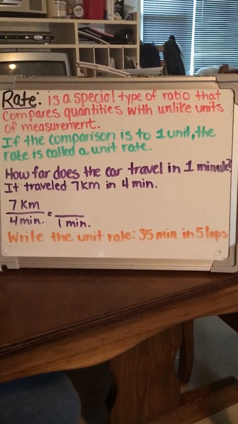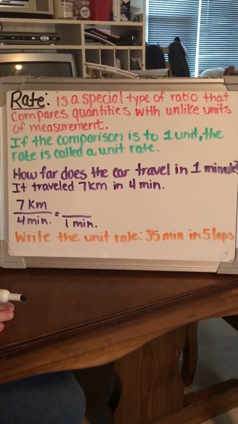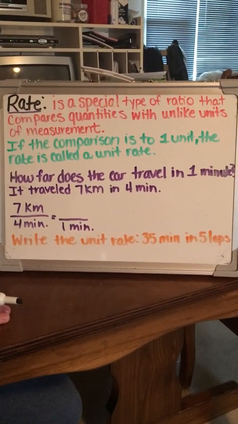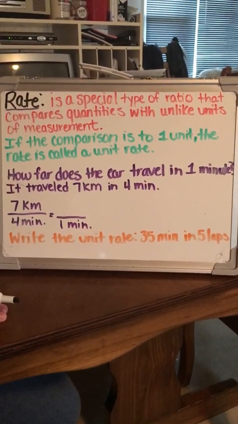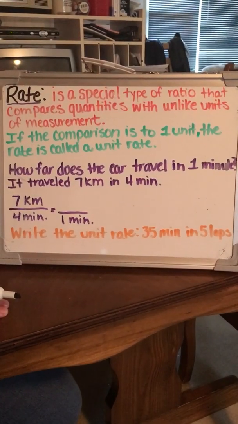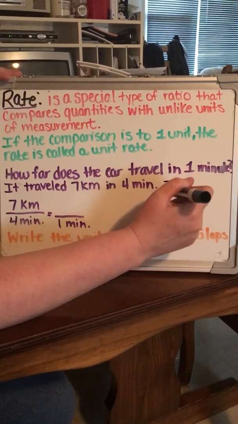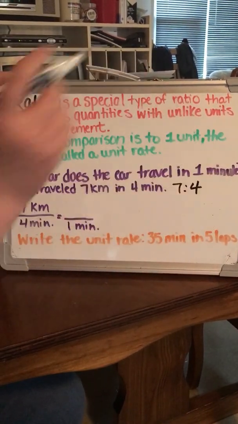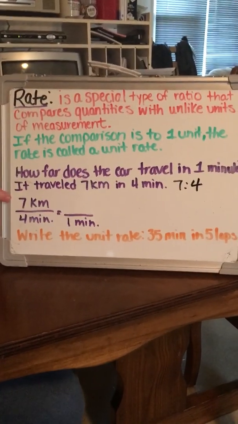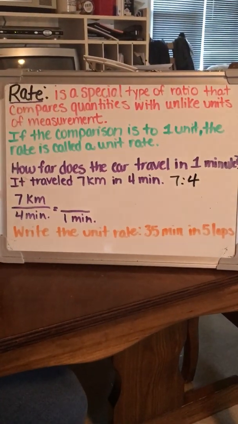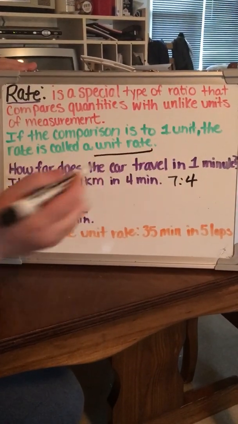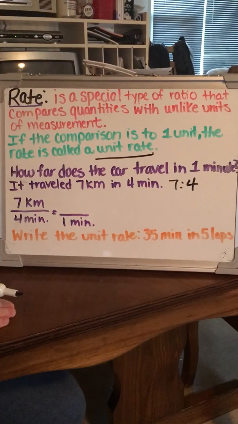For example, let's look at this problem right here. It says, how far does the car travel in 1 minute? It traveled 7 kilometers in 4 minutes. So they've given us a ratio here. They're saying it's 7 kilometers for every 4 minutes, and I wrote it as a fraction down here. And I want to find something called the unit rate. That's a comparison to 1 unit.